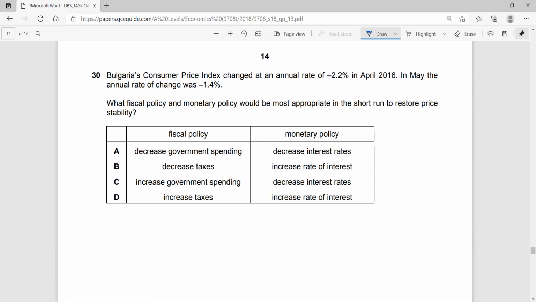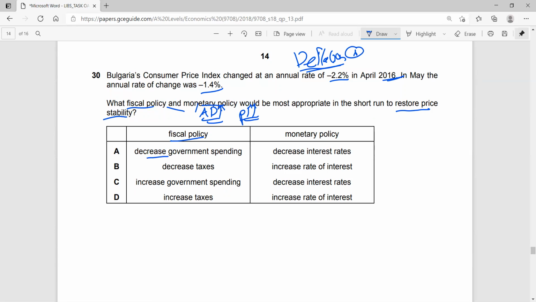Bulgaria's consumer price index changed at an annual rate of minus 2.2% in 2016. In May, the annual rate of change was 1.4%. So you constantly have some deflation here where prices are falling. Which fiscal and monetary policy would be most appropriate in the short run to restore price stability? Both of these are demand side policies, and you want to be increasing aggregate demand so that prices rise, and then you have some price stability to counteract the effects of this deflationary pressure.